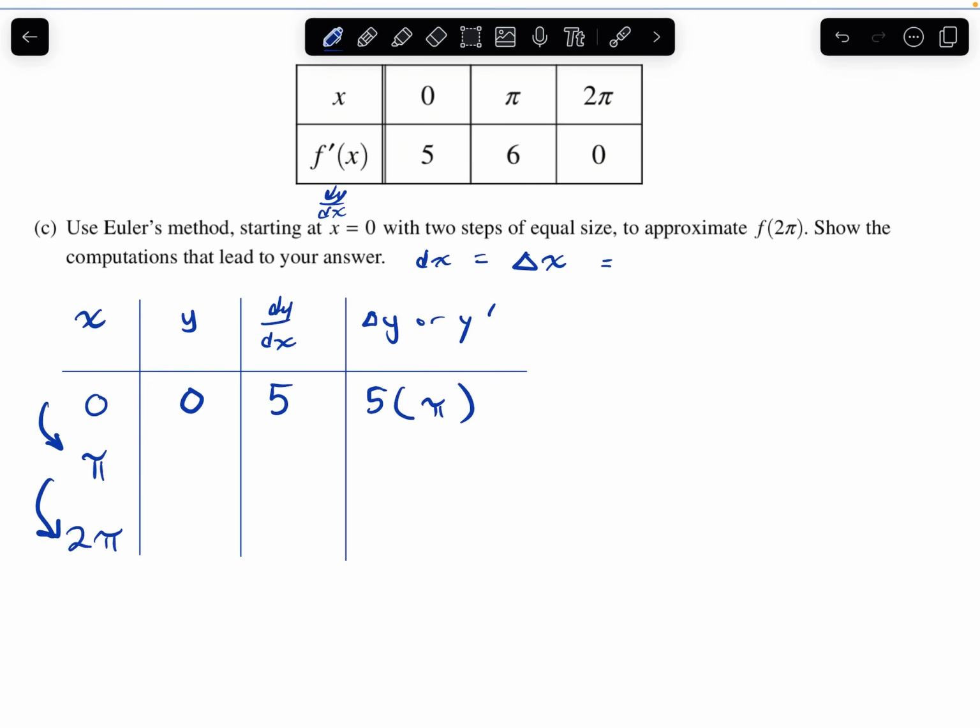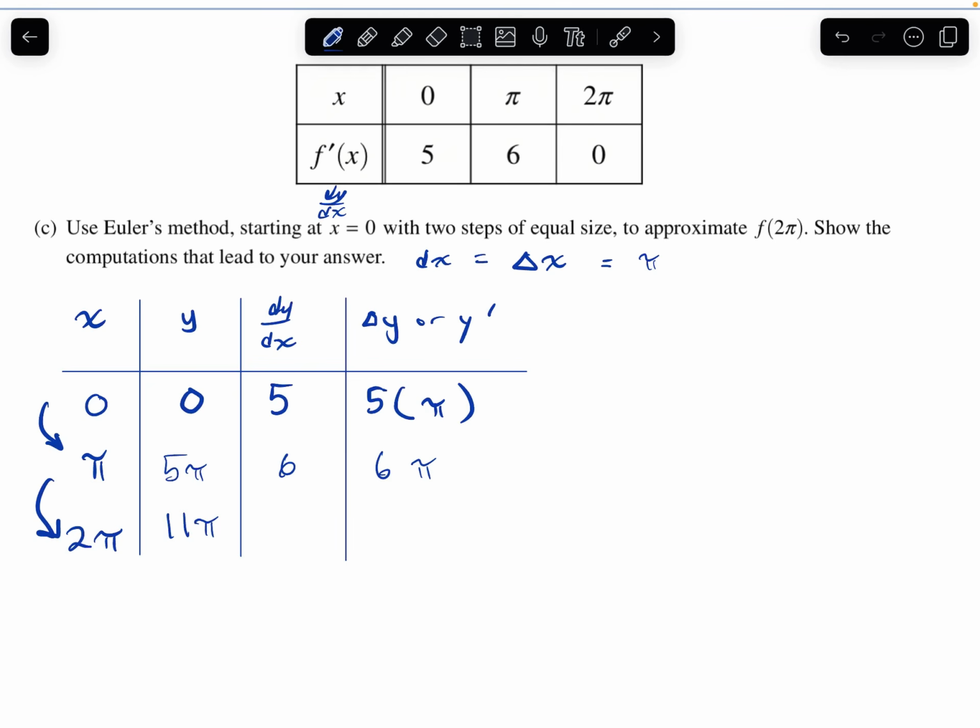So our previous y value had been 0. And so from 0, we're going to add 5 pi to it. So now we're at 5 pi. Okay? And we're going to repeat this again. So what is dy/dx when x is now equal to pi? Well, that is going to be 6. And again, our dy/dx times our delta x, or our change in x, and again, that was pi. We wrote this was pi. 6 pi. So we're going to add that now to our previous step. So from 5 pi plus 6 pi, we're now at 11 pi.